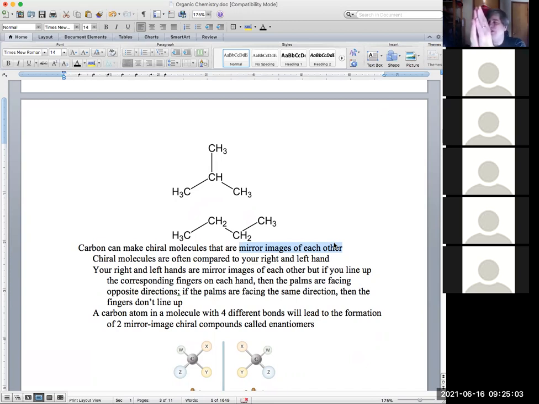If you put your right and left hand together so that the fingers and the thumb line up, your right and left hand are not exactly identical, because if all your fingers line up, the palms are facing in the opposite direction. Now you can put your hand so that the palms are facing the same direction, but if you do that, your thumbs are on the opposite end. Your fingers are in a different order. So when we have things that are mirror images of each other, they're not exactly the same.